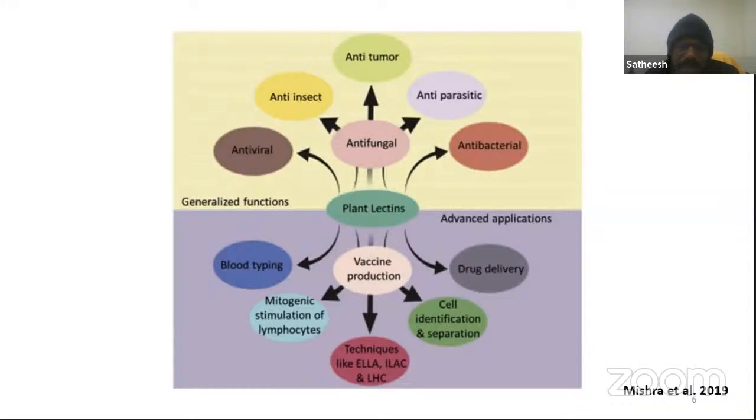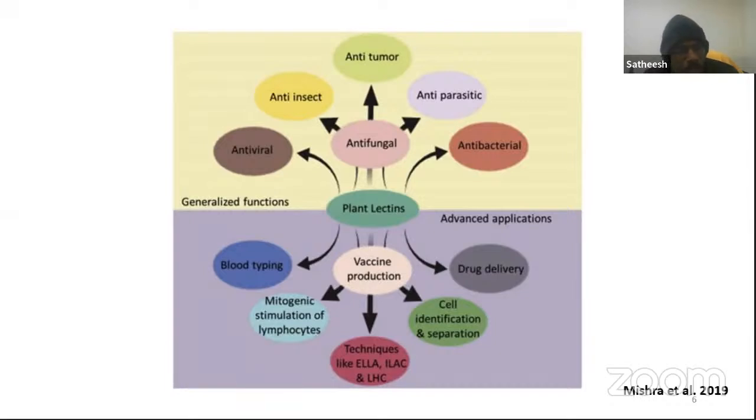There are many techniques like ELLA and lectin histochemistry. ELLA is almost the way ELISA is performed; you can have an enzyme linked lectin assay, that is ELLA. Because of its high specific affinity for a particular carbohydrate, it is possible for us to detect whether the carbohydrate is present on a cell by using an ELISA technique. And you have lectin induced agglutination, lectin histochemistry, and all those things can be done using lectins.